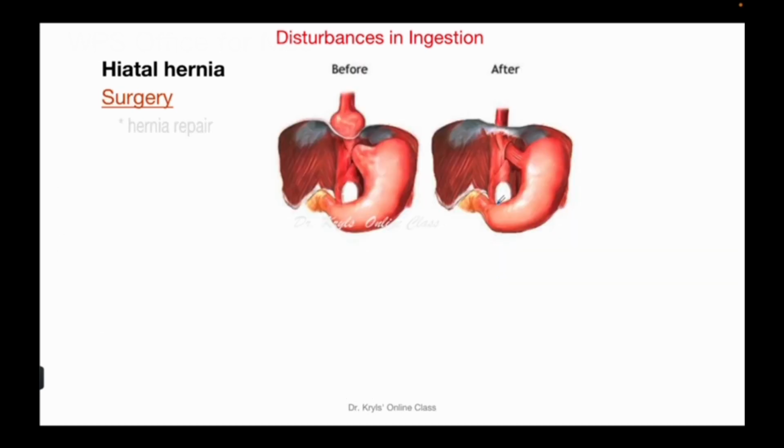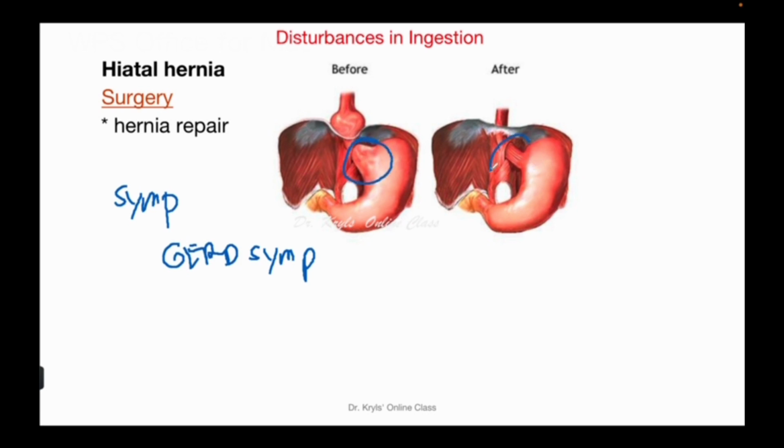Ito na, surgery is hernia repair. Okay, so surgical hernia repair is indicated in patients who are symptomatic. Okay? Although the primary reason for the surgery is typically to relieve the GERD symptoms. Okay? Kasi meron mga GERD symptoms, kaya yun yung primary reason kung bakit nagkakaroon ng surgery, itong hernia repair. Okay? See, ito siya, tapos magiging ganito na yung mukha niya.